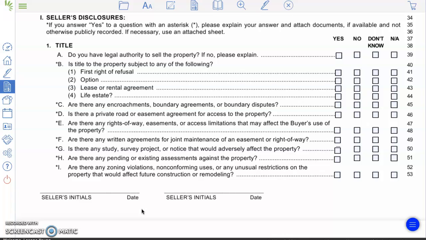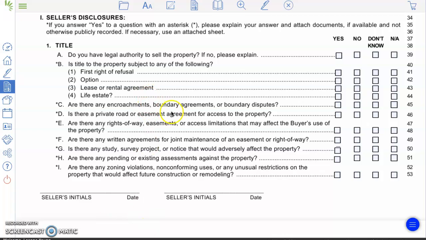Typically, the answer to B is none of those, but first right of refusal. Have you offered the property to someone before you're listing it? An option, does it have an option to purchase? Is there a lease or rental agreement on the property? Is it subject to a life estate? So you would know those questions if you were dealing with any of those things.